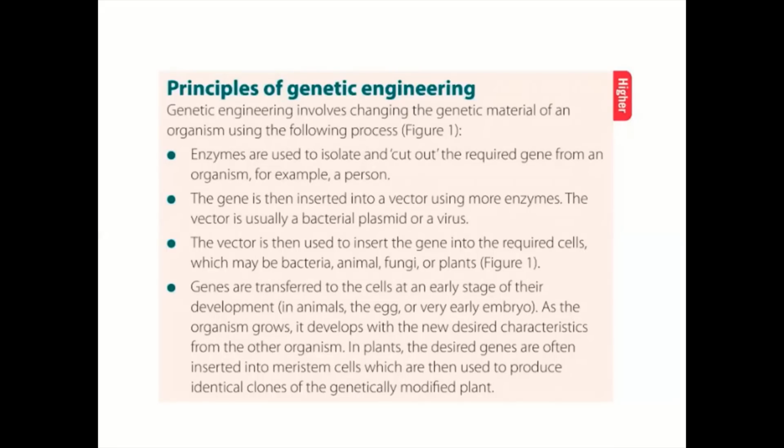Genes are transferred to the cells at an early stage of their development. As the organism grows, it develops with the new desired characteristics from the other organism. In plants, the desired genes are often inserted into meristem cells, which are then used to produce identical clones of the genetically modified plant. The inserted genes will be read in the same way as they would have been read by the organism's own genes, and the proteins will be synthesized in the same way.